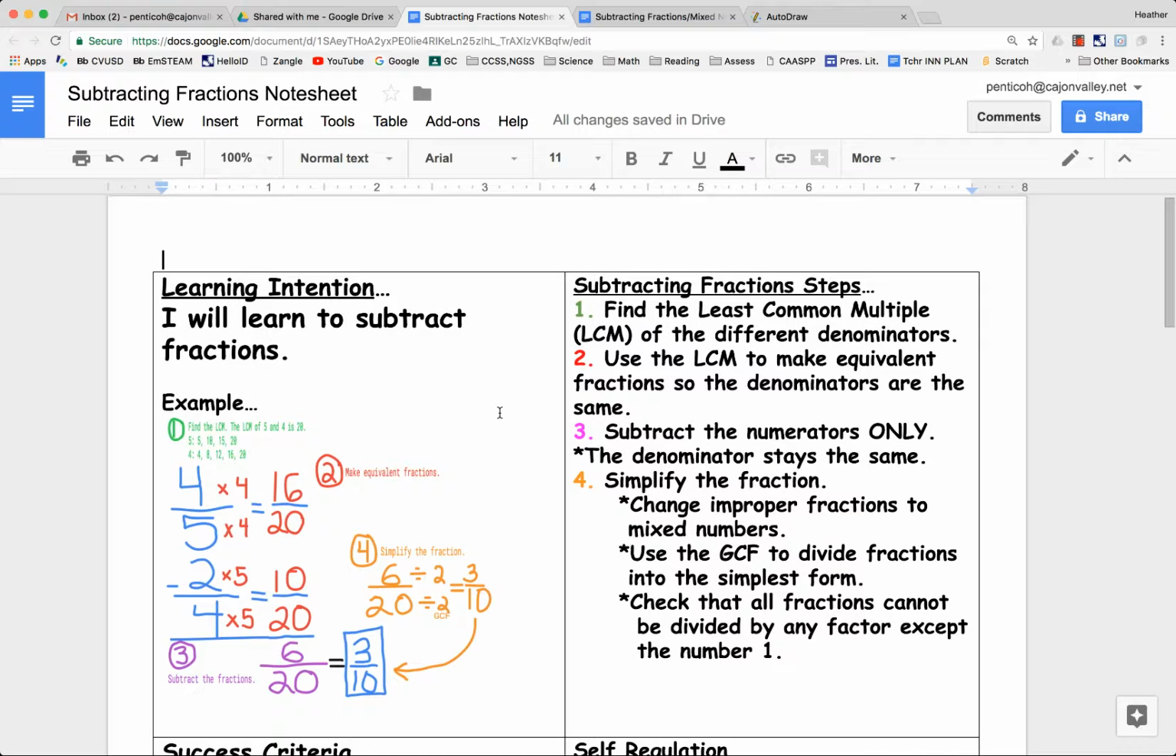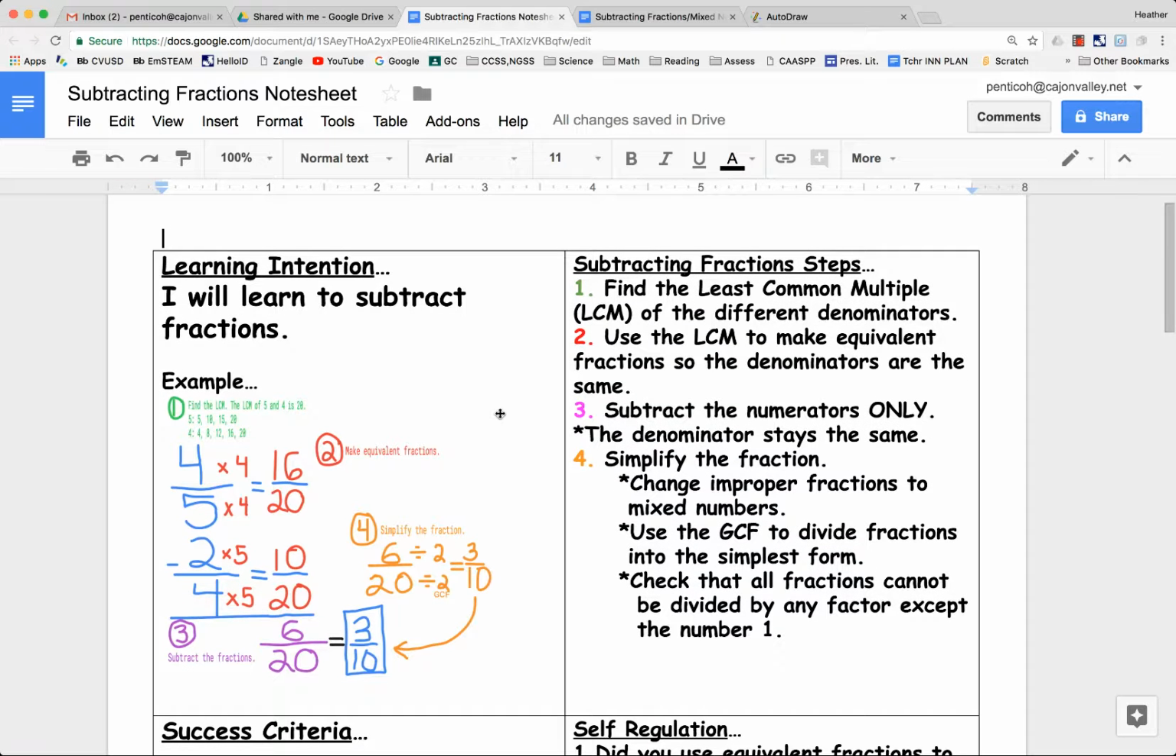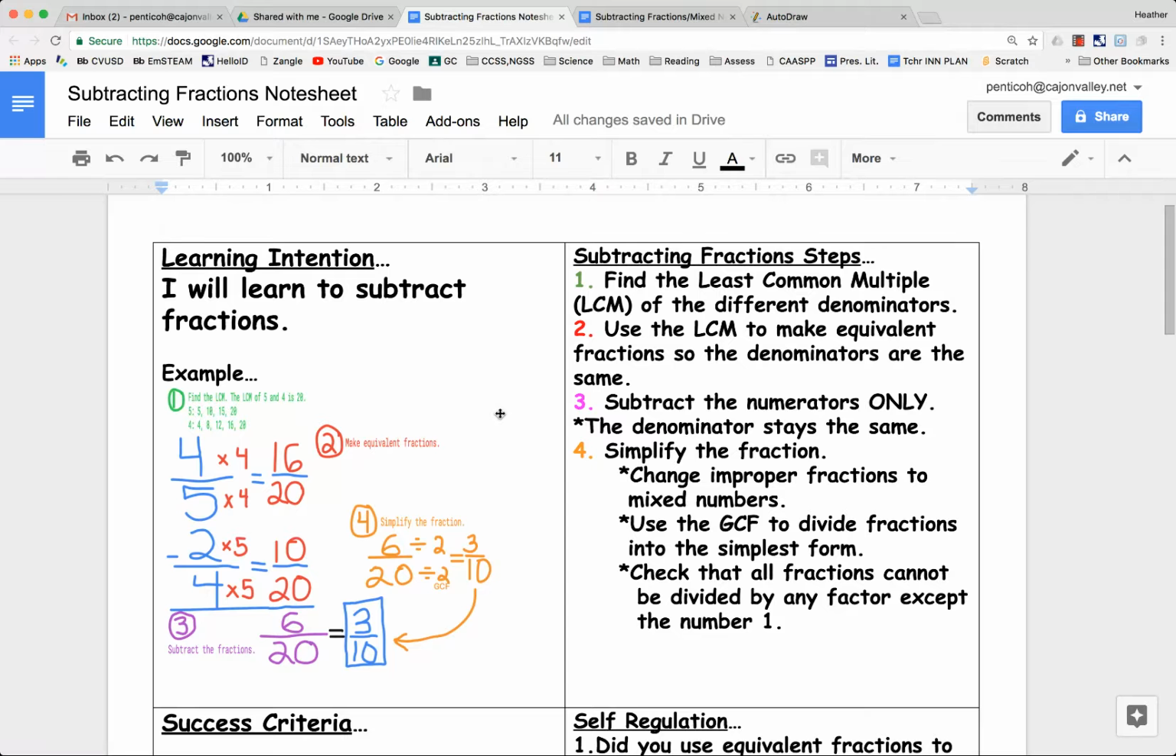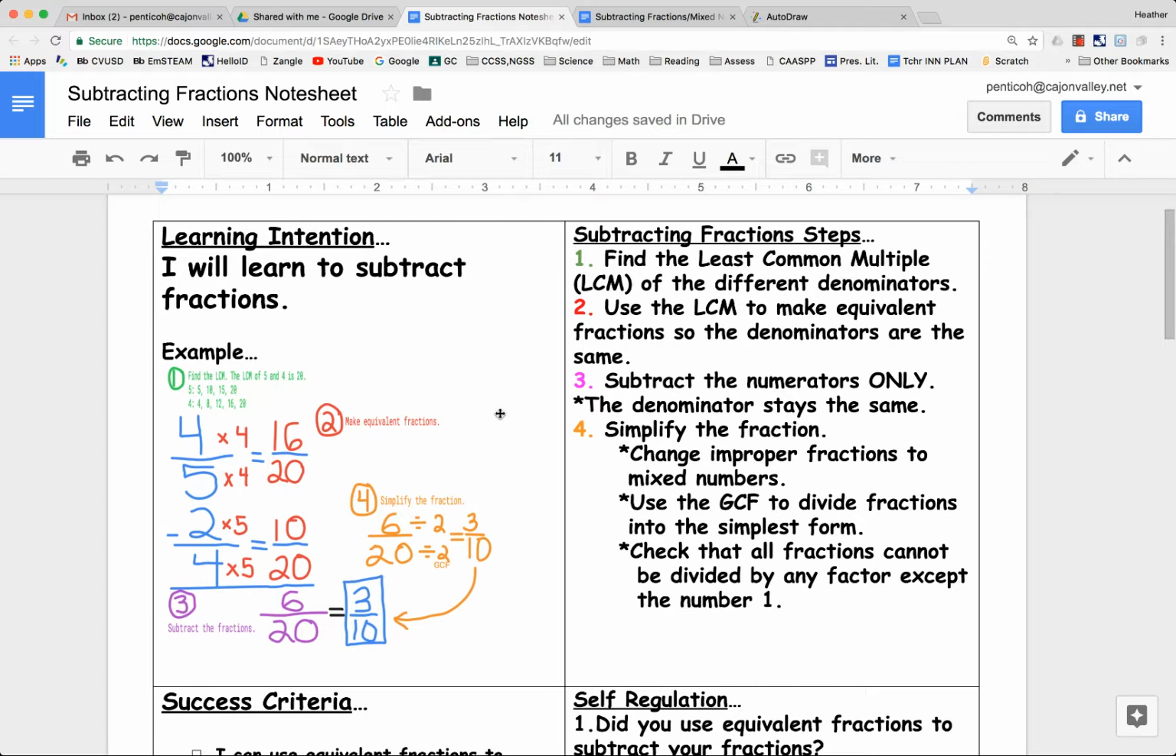Hi guys. Tried something new this time with subtracting fractions. It's a note sheet, and for those of you who like step-by-step instructions, this might work for you.